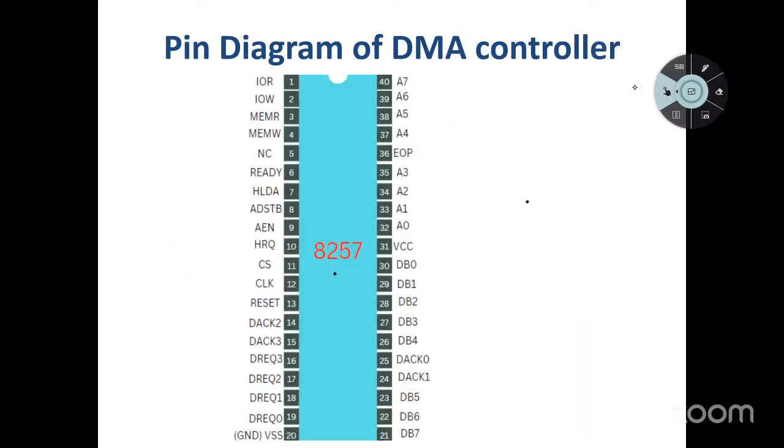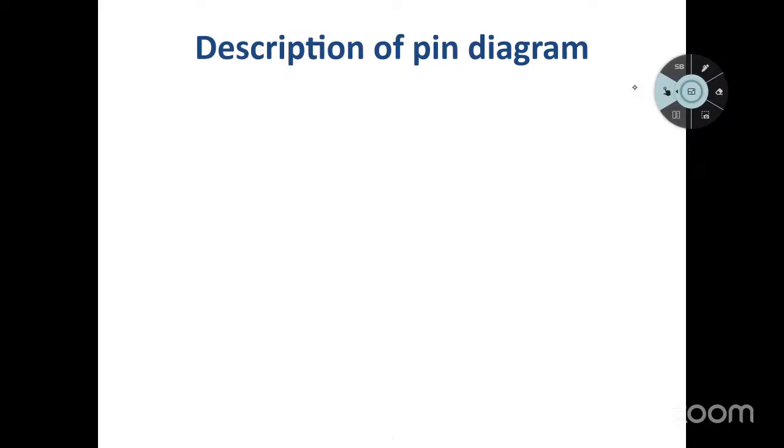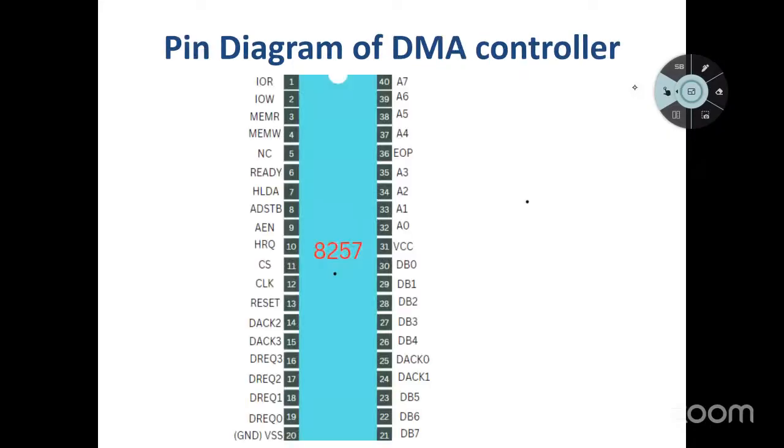It has 40 pins. DP actually is D0; D stands for data bit. So D0 to D7 are connected to the microprocessor's data lines.